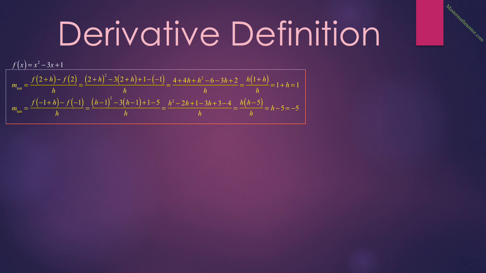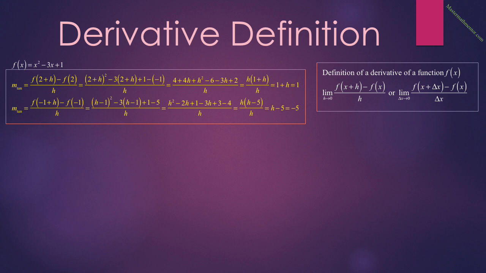Similarly, we can find the slope of the tangent line to the function f at x equals negative 1. The algebra is shown in the second step. Again, the h's cancel, and we are left with h minus 5 as h gets closer to 0, and we find that the slope of the tangent line to the curve at x equals negative 1 is negative 5.